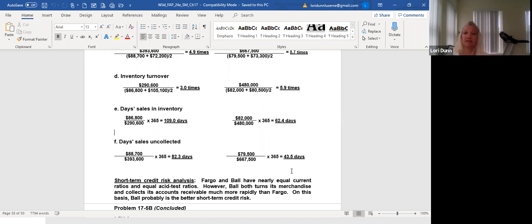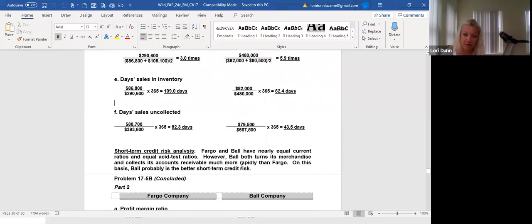And this is the kind of analysis that you would be doing on the final exam. But you won't be typing this all out. It'll give you drop downs. And maybe it'll say Fargo and Ball have, and it might be blank here, and you'll have to select some sentence, complete the sentence from a drop down. Are there any questions on that analysis?